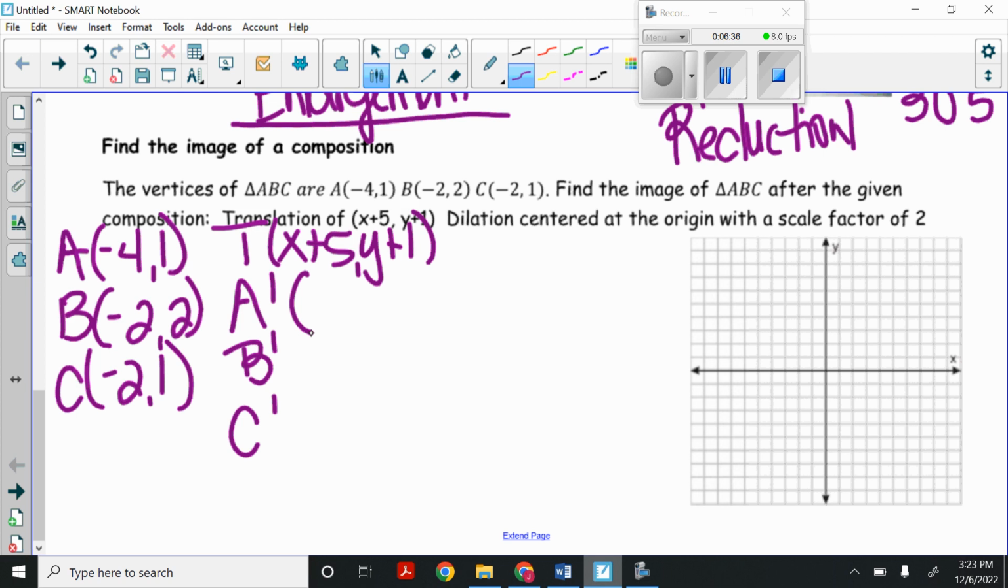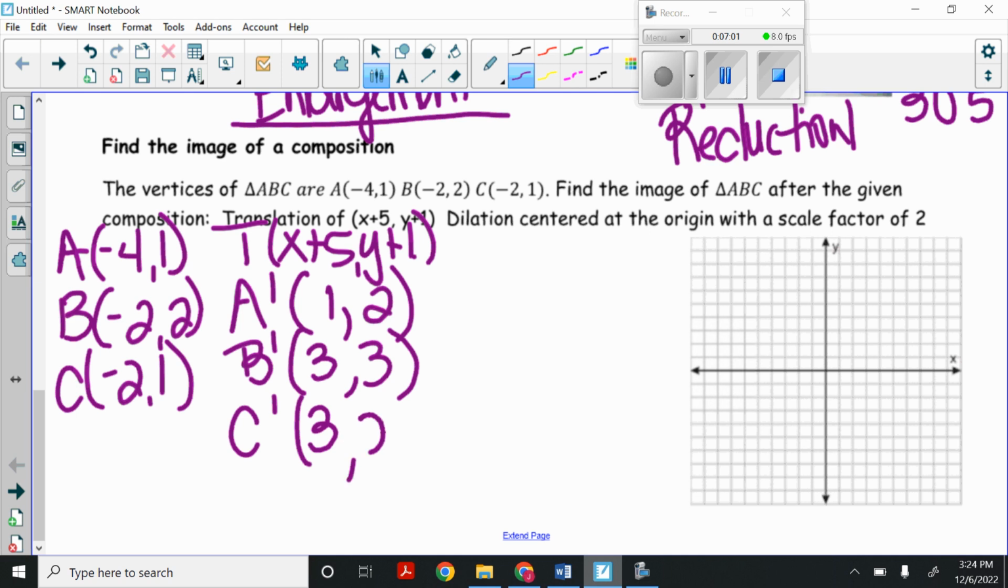So I want to add 5 to all of my x's. Okay? So -4 plus 5 is going to get me 1. And then I'm going to add 1 to my y's. So 1 plus 1 gets me a 2. So A prime is the point (1, 2). If I go back to B and I do -2 plus 5, I get 3. 2 plus 1 gets me 3. So B prime is at (3, 3). I go back to C, -2 plus 5 is 3. 1 plus 1 is 2. So C prime is (3, 2).